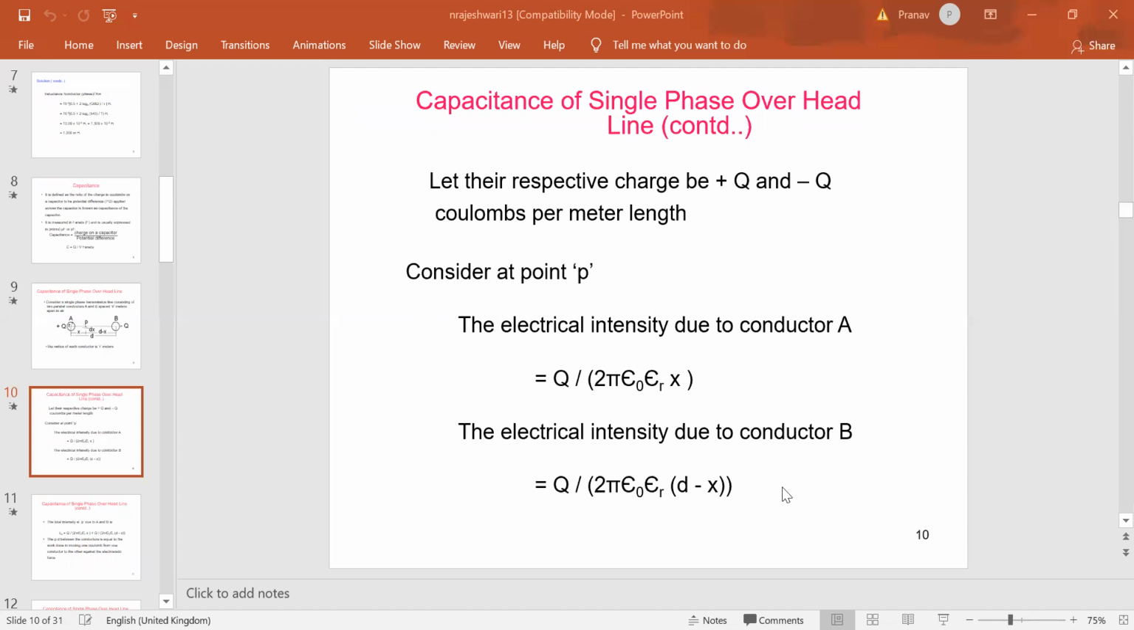Capacitance of single phase overhead line. So let their respective charges be plus Q and minus Q coulombs per meter length. Consider at point P the electrical intensity due to the conductor A is equal to Q by 2 pi epsilon naught epsilon r x. The electrical intensity due to the conductor B is Q by 2 pi epsilon naught epsilon r d minus x.